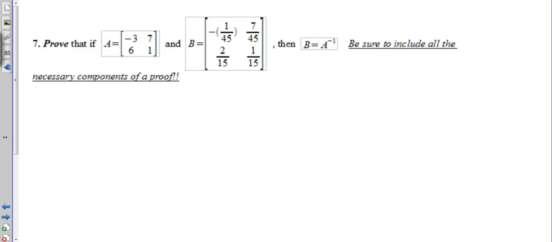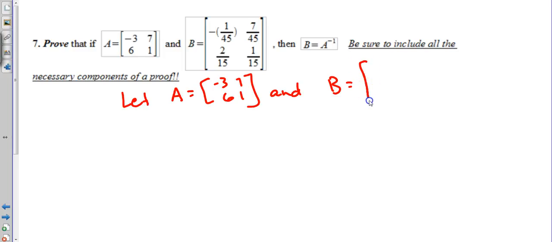So what we're going to start off with is a let statement. Our let statement looks like this. Let A equal the matrix that's given above, so -3, 7, 6, 1, and B equal that matrix that's given above. So we're really just saying, hey, if this is the scenario and we want to create that scenario, then we can prove that these two things are inverses through our proof process. Alright, so there's your let statement. That's it. We're going to start with these two matrices.